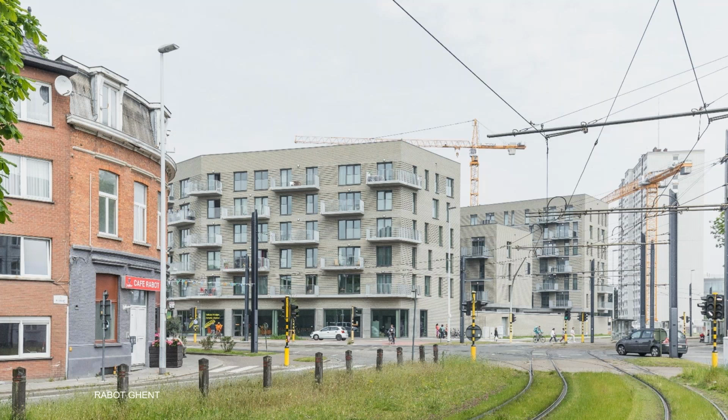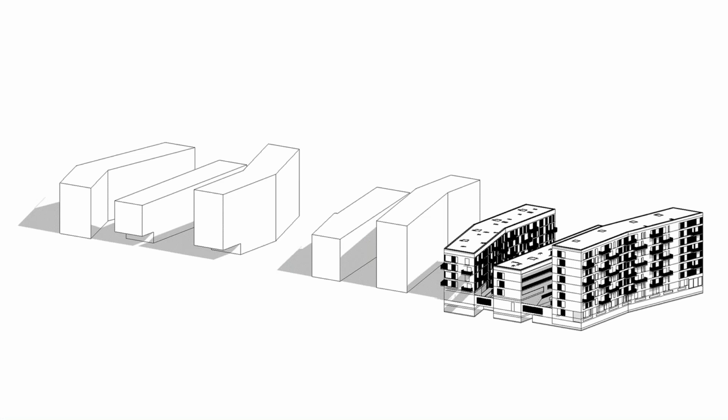This is Rabot site in Ghent, a social housing complex. The project started several years ago, but for the last phase in this project, we work with BIM. You see it here on the right side.